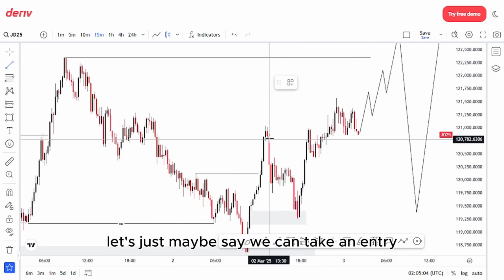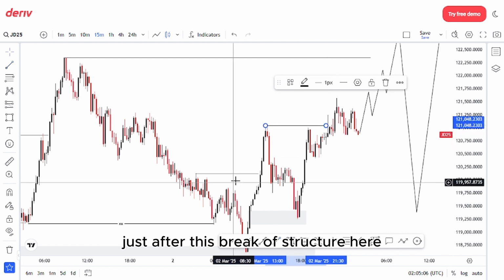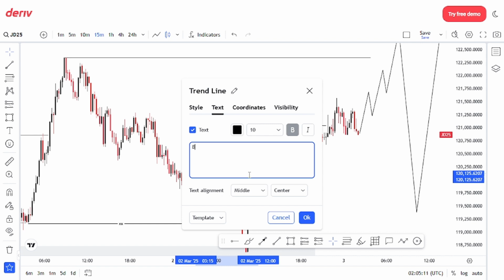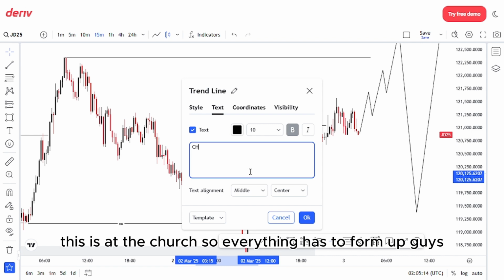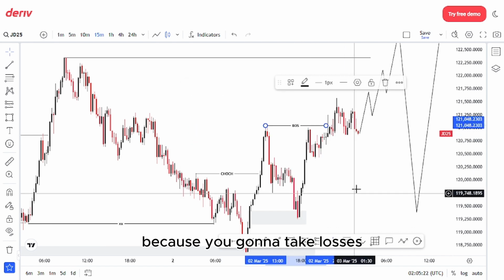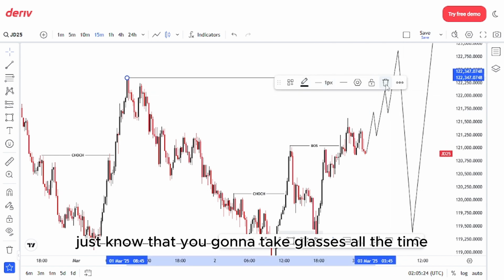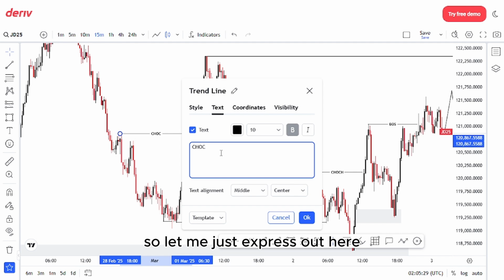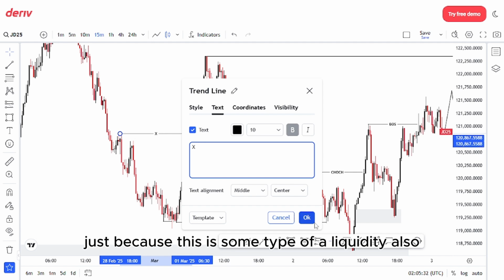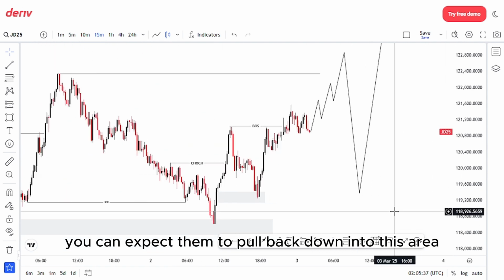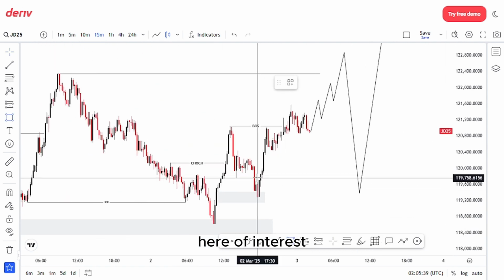Let's say we can take an entry just after this break of structure here. So change of character here. Everything has to form up, guys. Everything has to make sense, because you're going to take losses. Just know that you're going to take losses all the time. That's how the market operates. So let me just X this out here, just because this is some type of liquidity also. Around here, we can expect the market to pull back down into this area of interest.